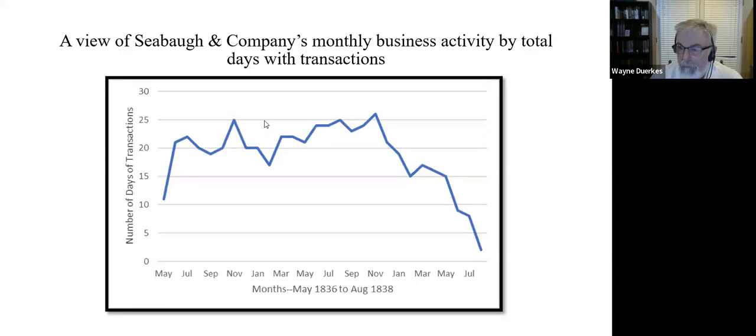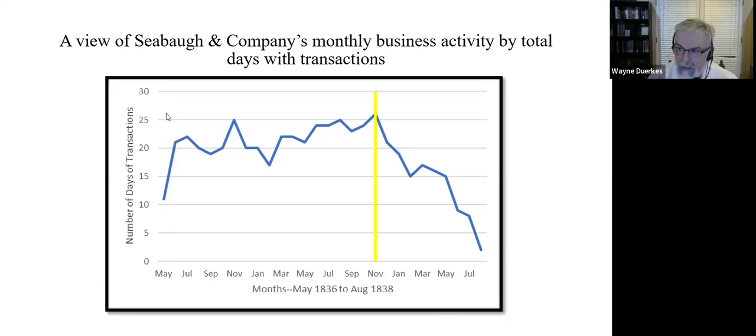Big picture, you need to kind of get a feel for, okay, if he was there from 36 to 38, what was going on? What happened? Why did he close out at 38? So if you look at his monthly business activity with the days of transaction, you'll see that, when he opened up in May 1836, things started kicking off really good. But about November of 37, you can see a decided trend line heading to the south, right? So what occurred during that time frame?